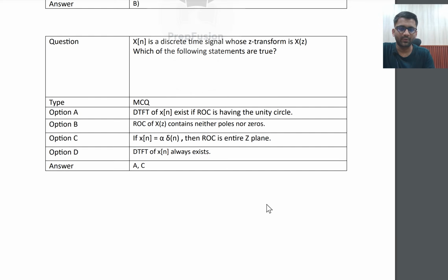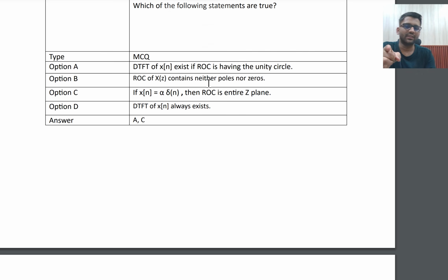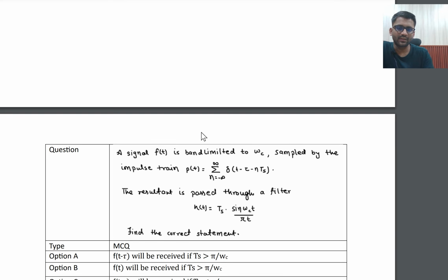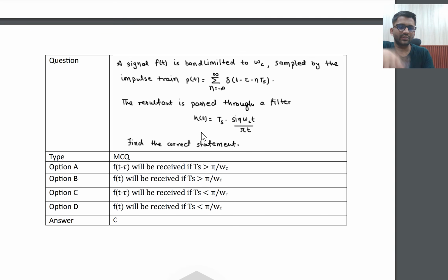This is also a straightforward problem only. Option: DTFT of x[n] will be defined if ROC is having the unit circle, and option C would be correct. Okay. Now this was a good question.